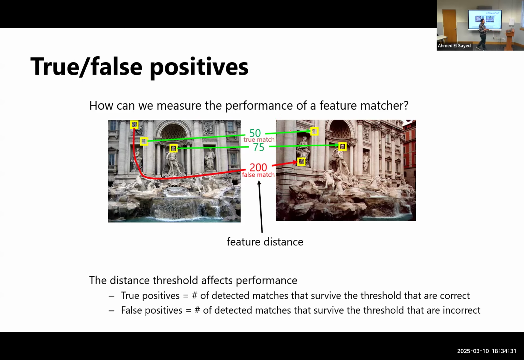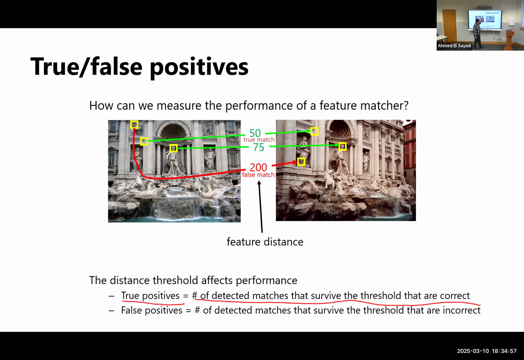To understand and to remove this, or to judge this matching process, I need to define some terminologies. The first one, I will call it true positive. What is the meaning of true positive? It means the number of detected matches that survive the threshold that are correct matches.